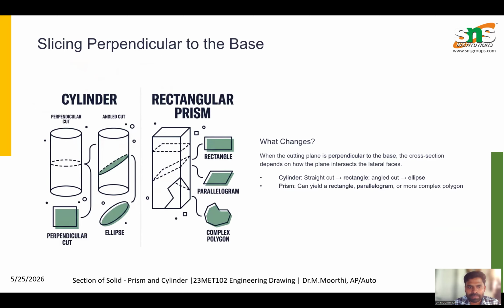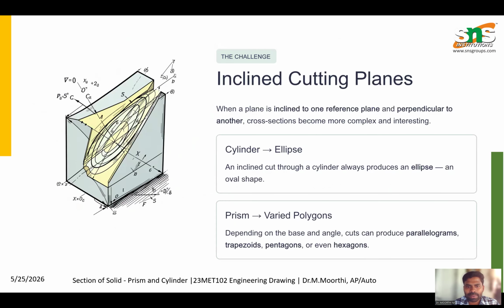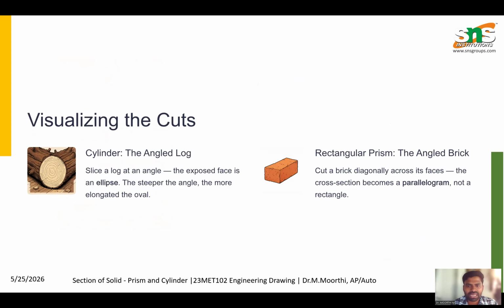Next, slicing perpendicular to the base, for the cylinder and rectangular prism, as listed here. When the cutting plane is perpendicular to the base, the cross section depends on how the plane intersects the lateral surfaces. For a cylinder, it is an ellipse shape. For a prism, it is a rectangle or parallelogram. When we slice the cylinder or prism in an inclined way, the cylinder gives an ellipse and the prism gives a parallelogram. For a cylinder, it is in ellipse form. For a prism, it is a parallelogram, trapezoid, pentagon, or hexagon, depending on the base of the solid.